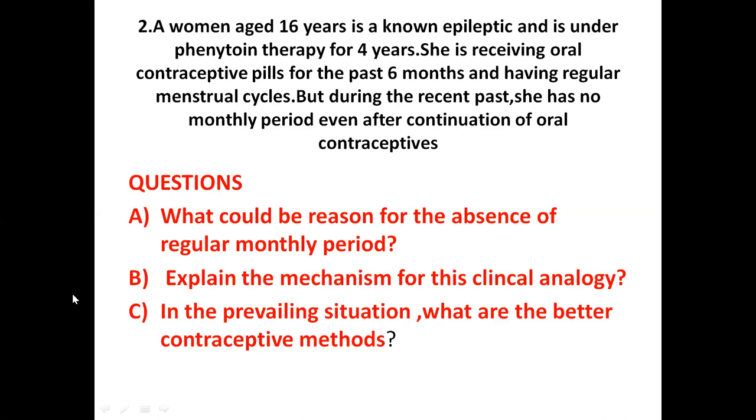Three questions. A. What could be the reason for the absence of regular monthly period? Question B, explain the mechanism for this clinical analogy. These all will be given in a chart form. Charts will be given in the practical. See, in the prevailing situation, what are the better contraceptive methods?